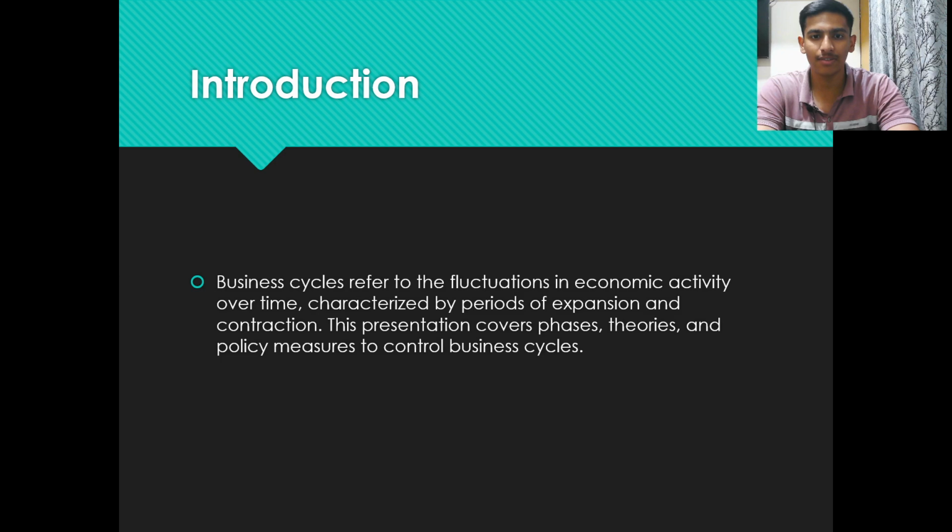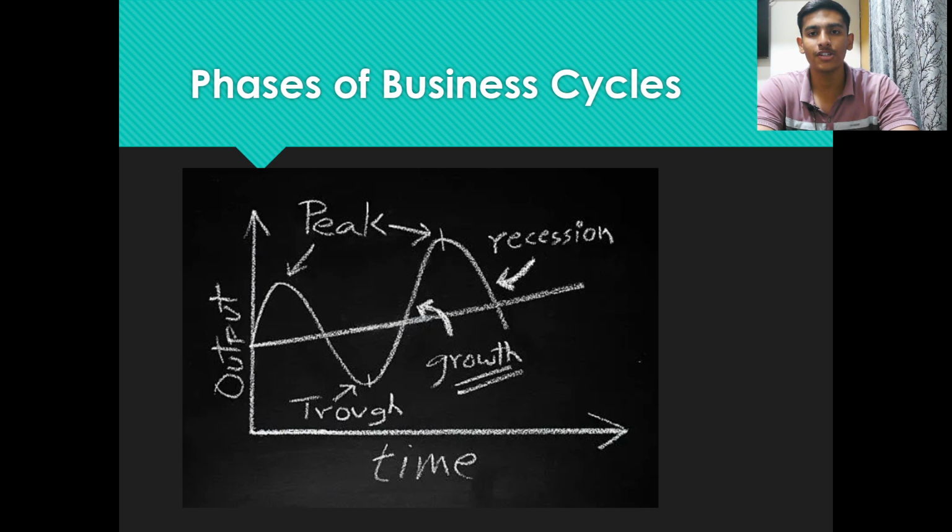So the business cycle refers to the fluctuation in economic activity over time, characterized by periods of expansion and contraction. Then, what are the phases of the business cycle? This is a very simple diagram that explains the exact phases a business goes through. There is this graph: the x-axis represents time and the y-axis represents output, that is, the phase that this business is going through.